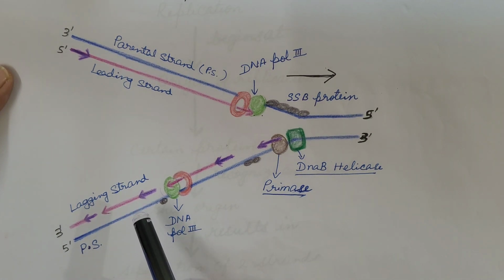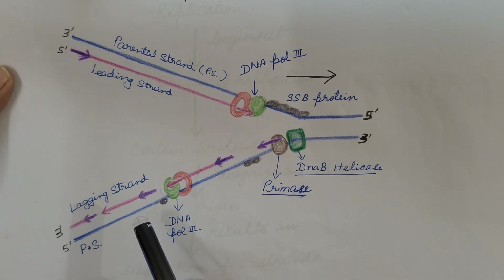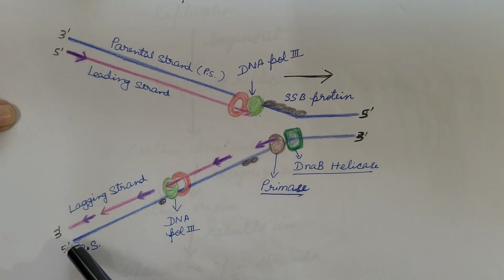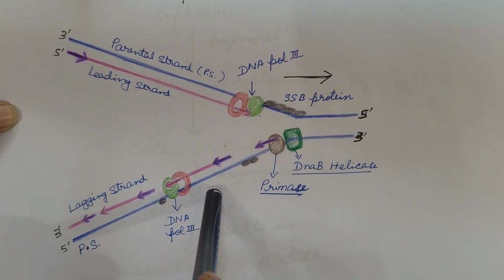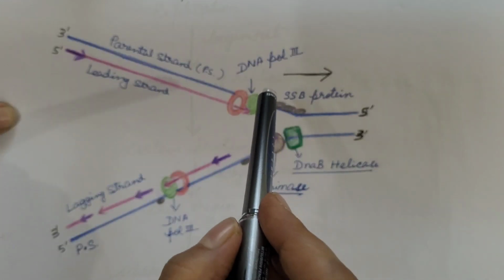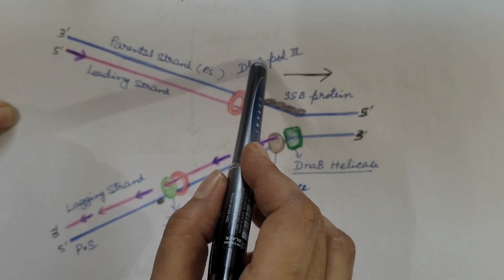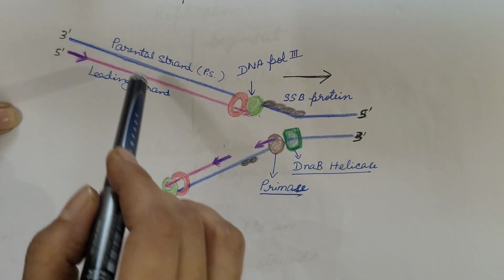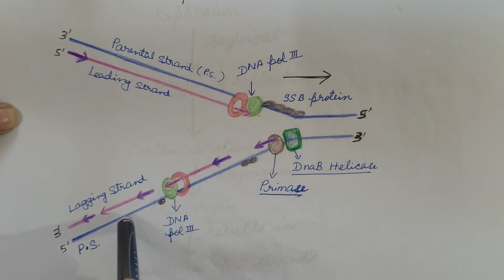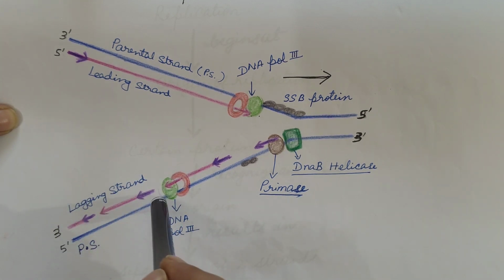The question can come to mind: why is the lagging strand synthesized in small fragments, or Okazaki fragments? This is because as the helicase enzyme separates the two parental strands of the DNA, the replication fork moves in this direction. With the separation of the two strands of the DNA, a stretch of template is unveiled or exposed for the synthesis of the lagging strand.